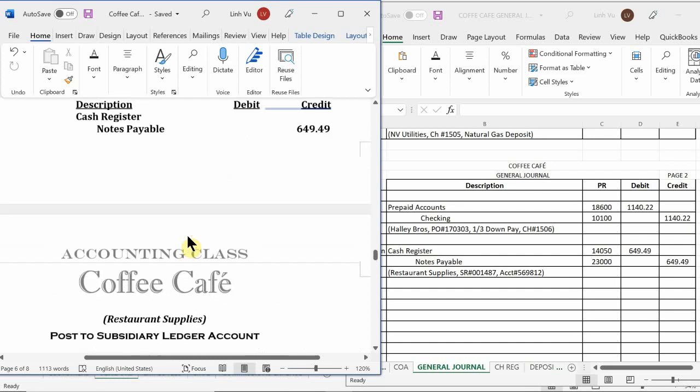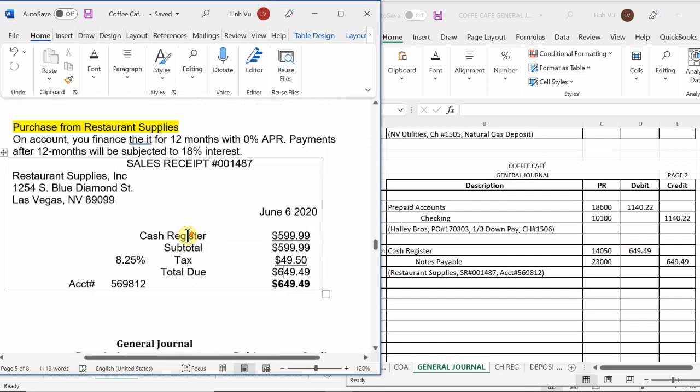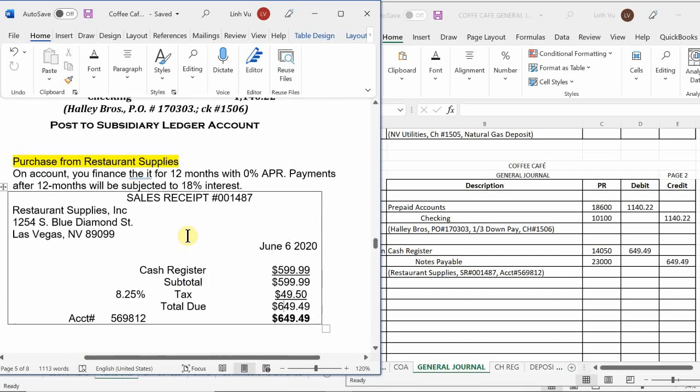Teacher, yes. I have a question about this terms of payment. Monthly payment, or if I delay the payment after 12 months, I have to pay this and the rest 18%. Please, I need to explain this terms of payment.